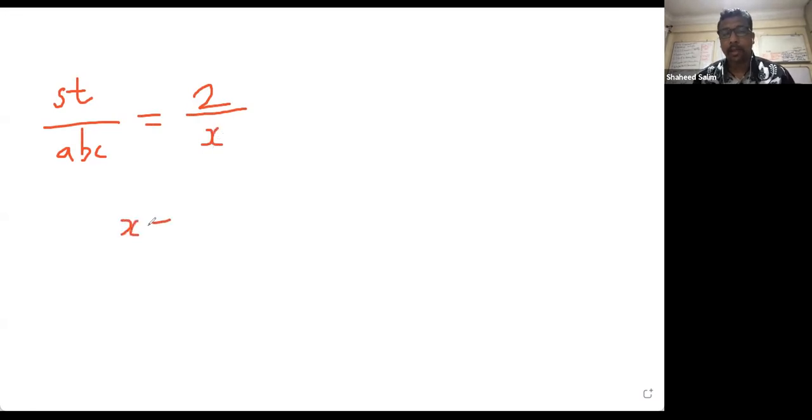Okay, so now again, there's no such thing as seesaw method. Please don't tell your teacher I'm using seesaw method. I do not know what teacher will say. ST over ABC equals 2 over X. Make X the subject.